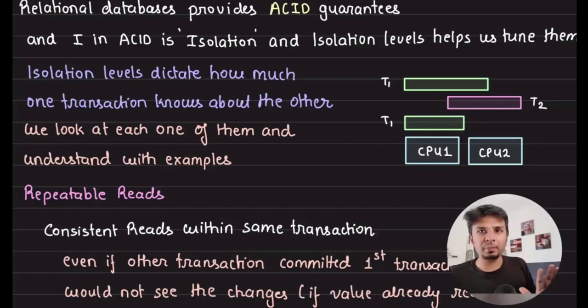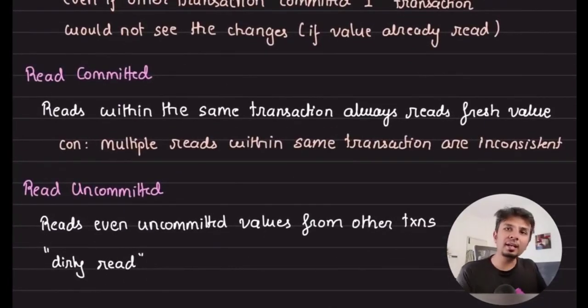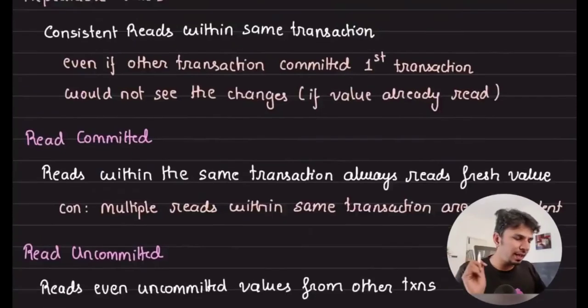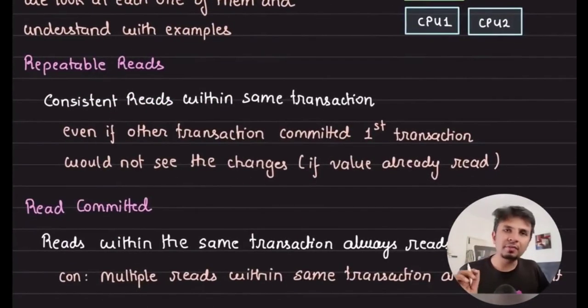First, we'll start with repeatable read. So the four are: first is repeatable read, second is read committed, next is read uncommitted, and fourth is serializable. We'll take a look at each one of them with examples to understand what they are. So first, let's start with repeatable read.